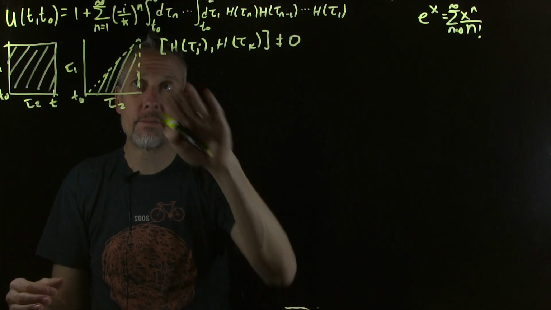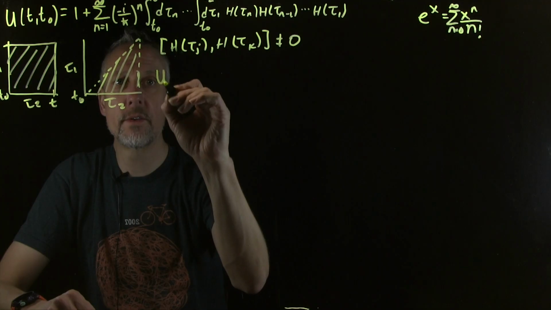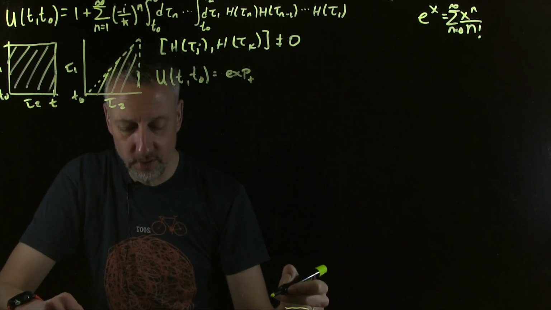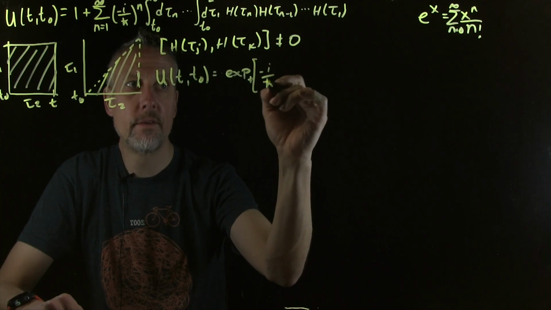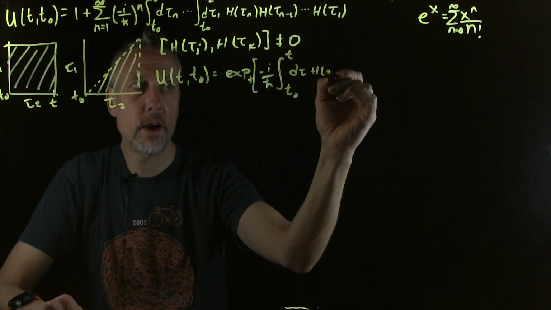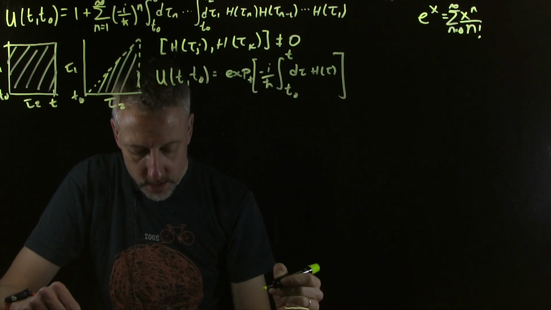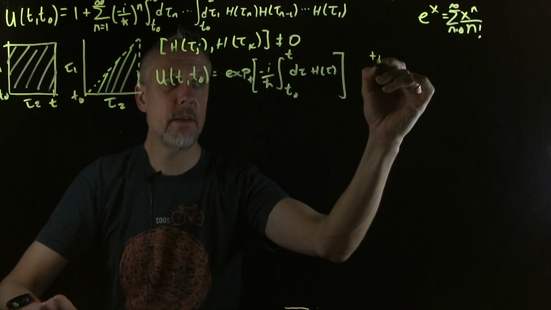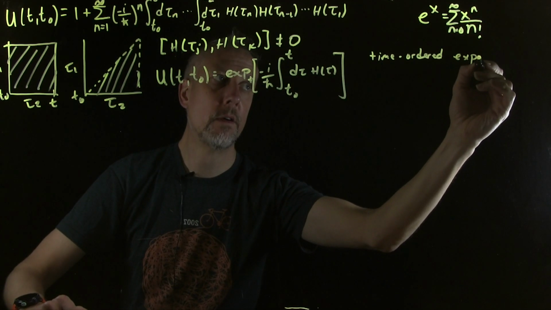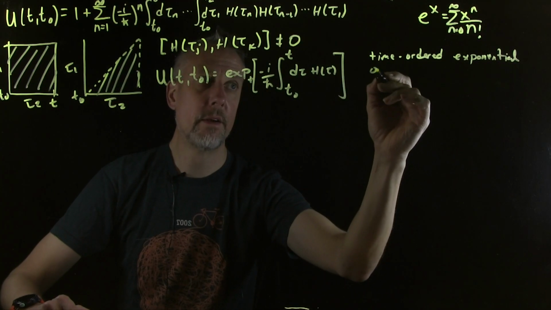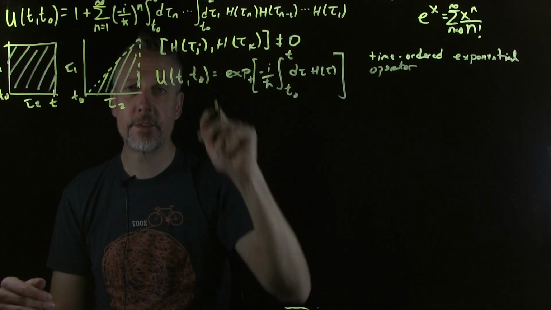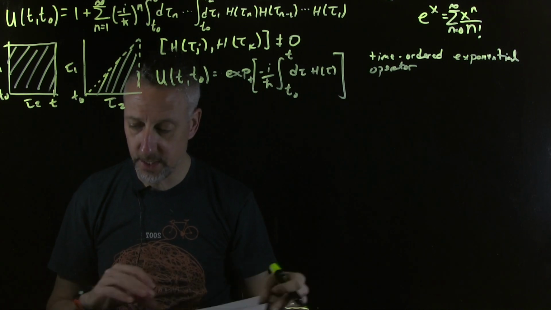All right. Nevertheless, because this looks similar to an exponential, we're going to use the notation U(t, t naught) is equal to e, with a subscript of a plus sign, to the minus i over h bar times the integral from t naught up to t, d tau H(tau). And what we call this thing is a time-ordered exponential operator. And we shouldn't think of this as literally this function. We think of this as the series that's summed. Okay, so that's a little tiny bit of notation.